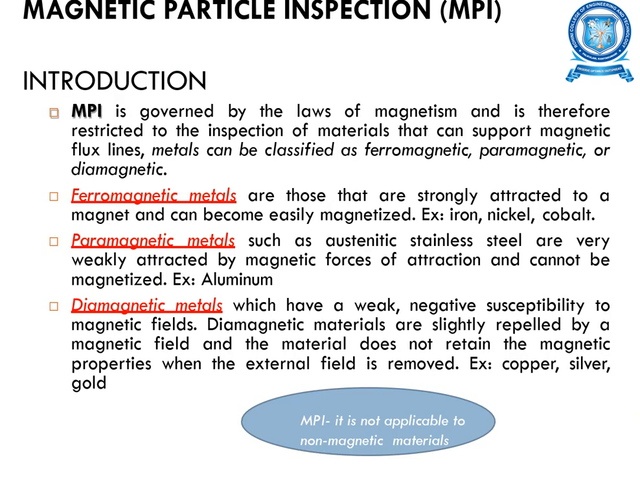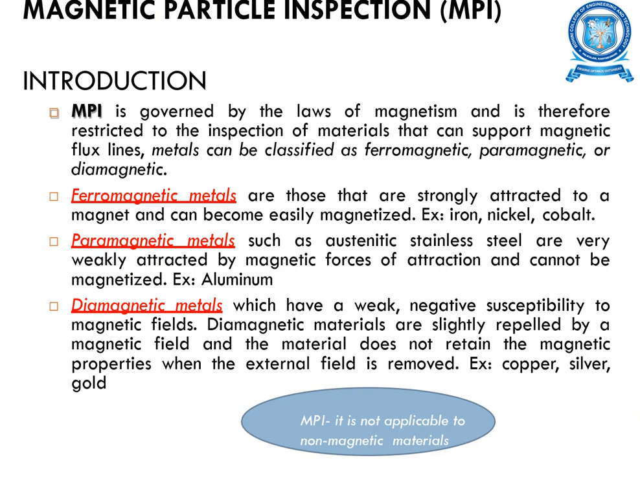Coming to the introduction of magnetic particle inspection. Normally, magnetic particle inspection is governed by the laws of magnetism, and hence it's restricted to the inspection of materials that can support magnetic flux lines. Metals can be classified as ferromagnetic, paramagnetic, or diamagnetic. Ferromagnetic metals are those that are strongly attracted to a magnet and can be easily magnetized. Examples: iron, nickel, and cobalt. Such materials can be tested using magnetic particle inspection.